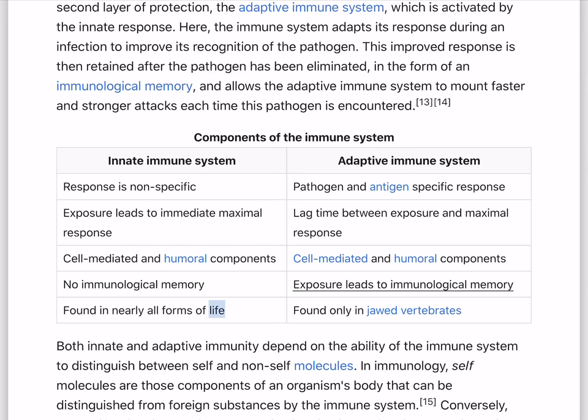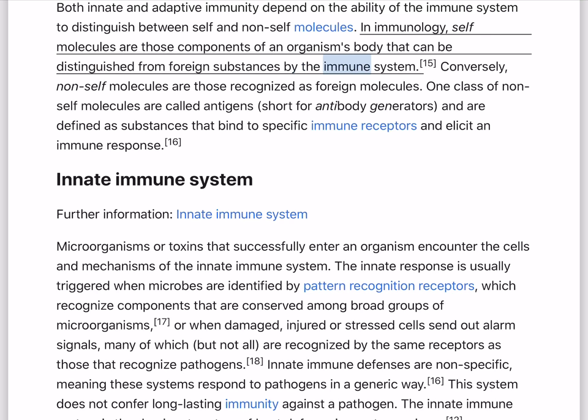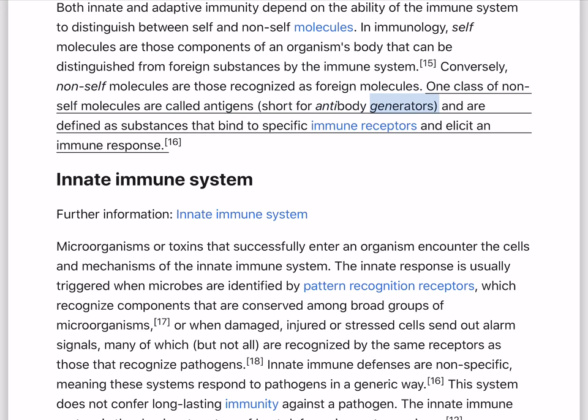Both innate and adaptive immunity depend on the ability of the immune system to distinguish between self and non-self molecules. In immunology, self molecules are those components of an organism's body that can be distinguished from foreign substances by the immune system. Conversely, non-self molecules are those recognized as foreign molecules. One class of non-self molecules are called antigens, short for antibody generators, and are defined as substances that bind to specific immune receptors and elicit an immune response.